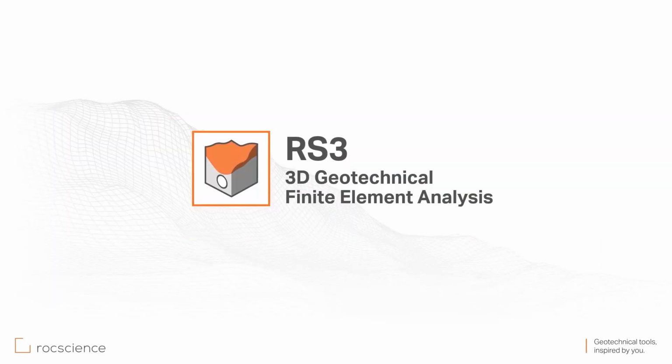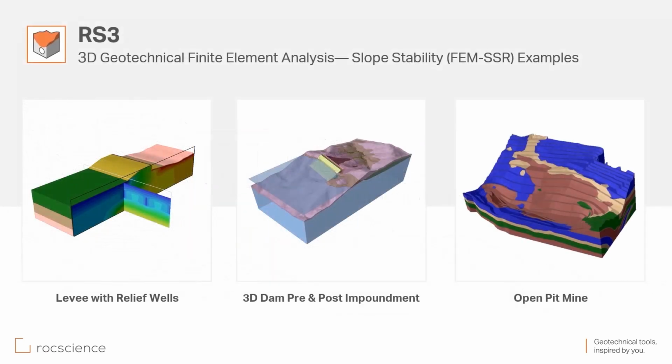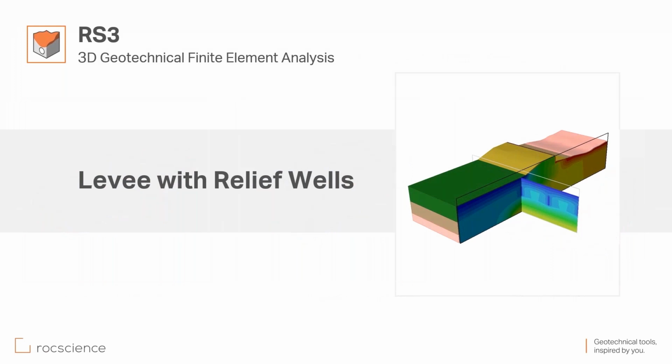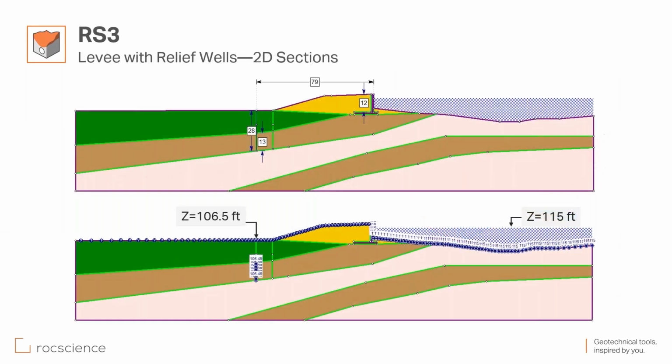Now, we have a couple of examples in 3D using RS3. We have a levee with relief well, a dam, and an open mine. The first two, I actually introduced them in the last presentation when we were talking about seepage analysis. Now, we are looking at slope stability and factor of safety for these structures. So this is the levee that we had relief wells in it. The story of this levee starts with these 2D sections.